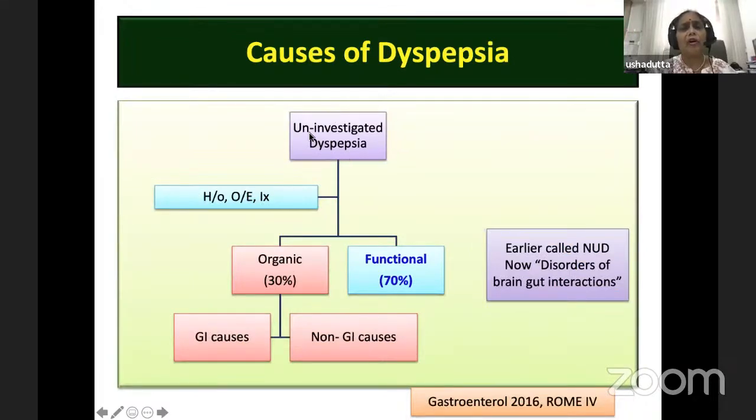So if we look at all patients with uninvestigated dyspepsia, we take a history, examination, and investigation, and we divide them into two categories: organic, that means you have found a cause, or functional, where you haven't found an obvious cause. Functional constitutes 70% of this, and functional disorders used to be called non-ulcer dyspepsia, but now they are called disorders of brain-gut interaction, because there is an important role of gut and brain in causation of GI diseases. Among the organic causes, it can be a GI cause or a non-GI cause.